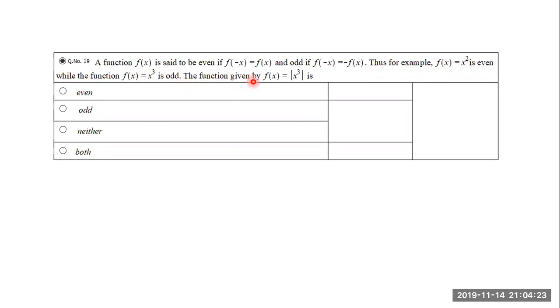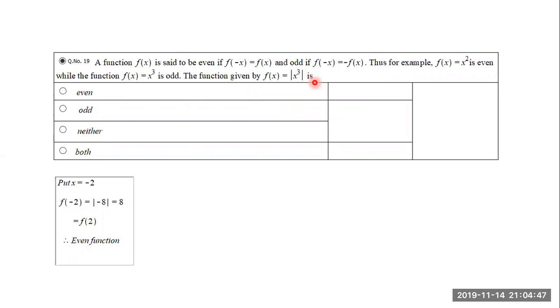The function given by f(x) is equal to modulus of x cube is, we will see how we are going to do it. So what we will do is we will put x is equal to minus 2. F of minus 2 is modulus of minus 2 whole cube, which is minus 8, which is plus 8. Therefore, f of minus 2 is f of 2. Therefore, the function is even. Clear?